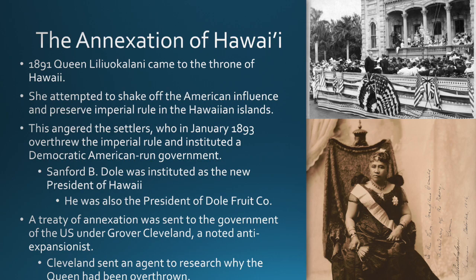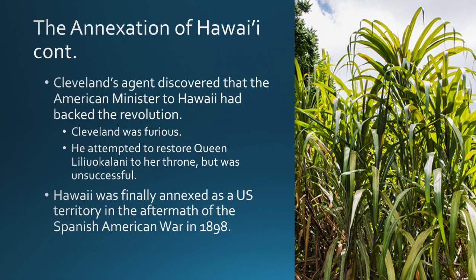And so after this government comes to power, they sent a treaty of annexation to the United States, and it was sent to Grover Cleveland, who was actually a noted anti-expansionist. Cleveland was also a little bit suspicious as to why suddenly Hawaii encouraged a revolution and overthrew the government, so he sent an agent to research why the Queen had been overthrown. And Cleveland's agent comes back and gives him a bunch of information, and he finds out the American minister to Hawaii had backed the revolution. And Cleveland hears this and he goes, what?